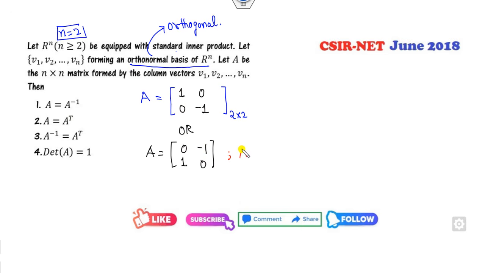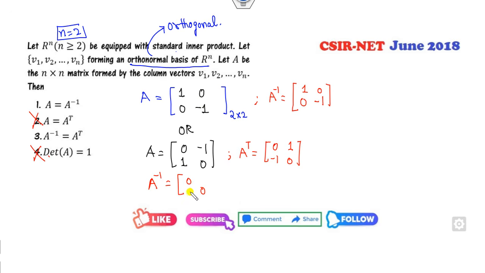But you can see from here, what is the A transpose? 0. This option will be cancelled out from this concept. Determinant of A is 1, satisfied. But determinant of A is my minus 1. This option is cancelled out. A is equal to A inverse. Can you find the A inverse of this? It is 1 minus 1 0 0, satisfied. If you find the A inverse from this matrix, determinant is my plus 1. So 0 0 minus 1. Clearly A is equal to A inverse, not satisfied.